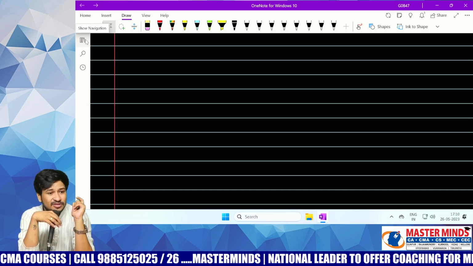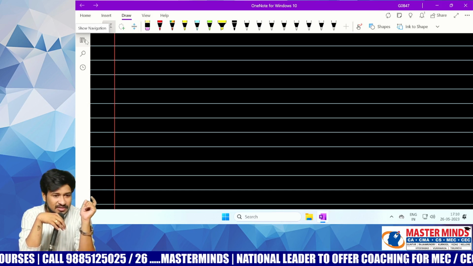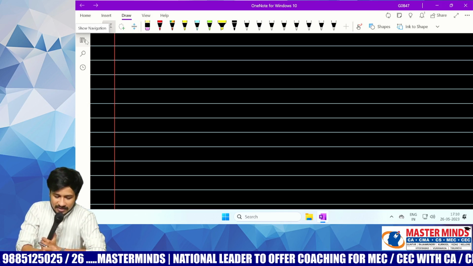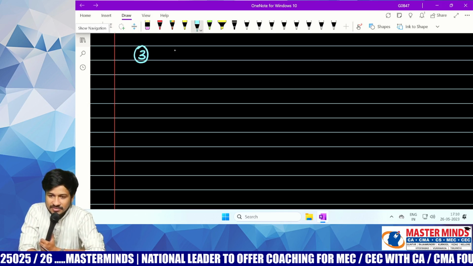Even cash includes foreign currency. Not only reporting currency, but it also includes foreign currency. Shall I proceed further? Okay. What is the next definition, number 3?